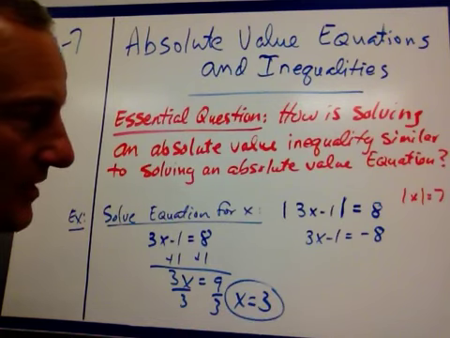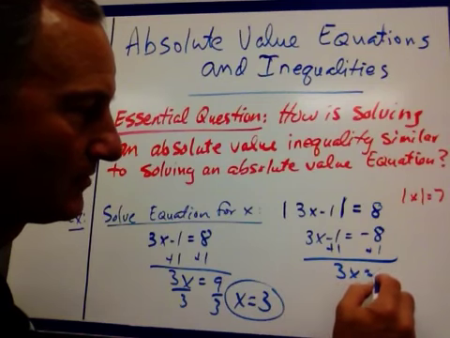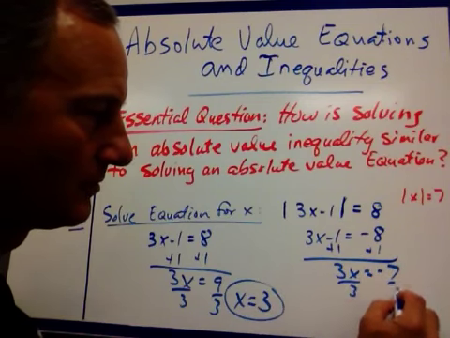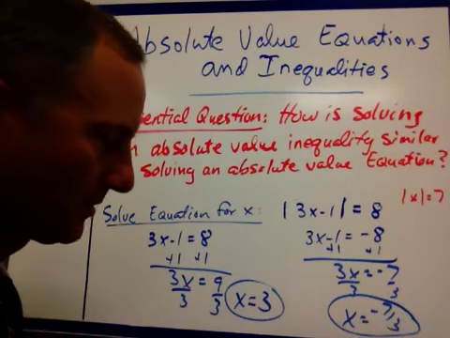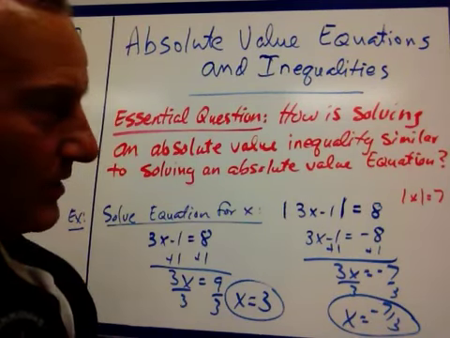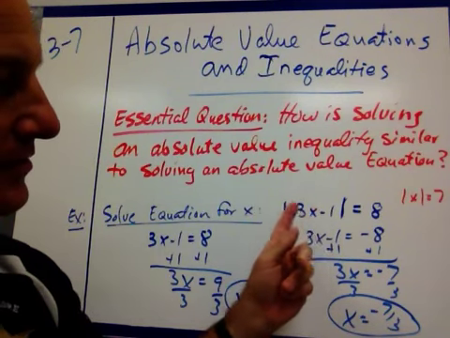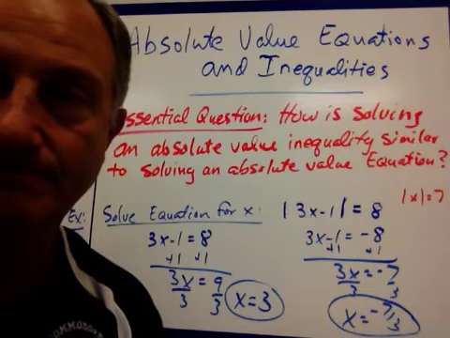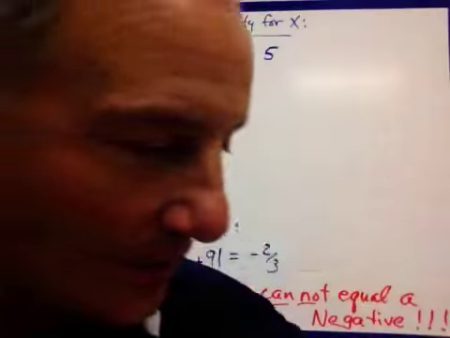X equals 3 in this case. Add the 1. 3x equals negative 7. X equals negative 7/3. As long as you have those two answers and you plug them back in, you'll get a positive or a negative 8. You take the absolute value, you get positive 8. Same thing flows with the inequality.